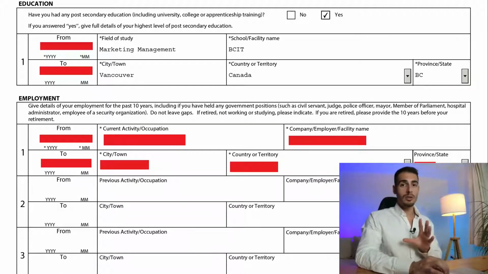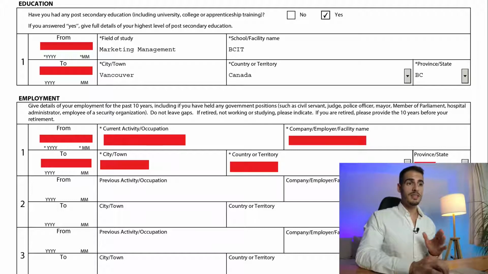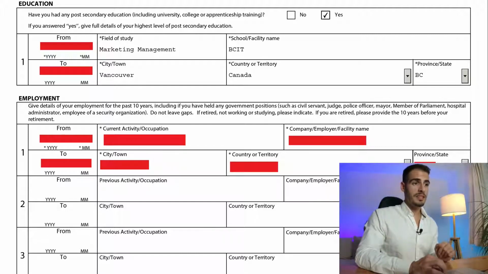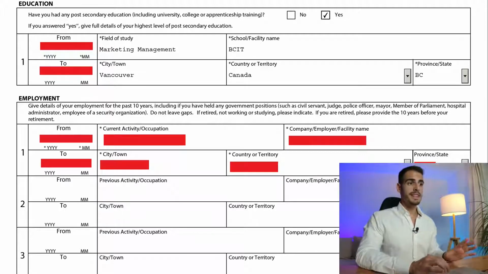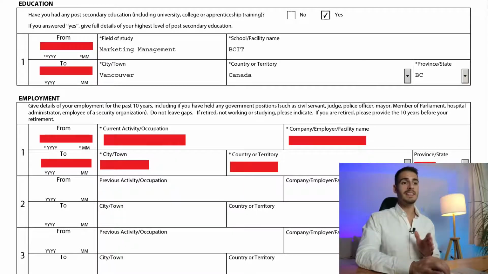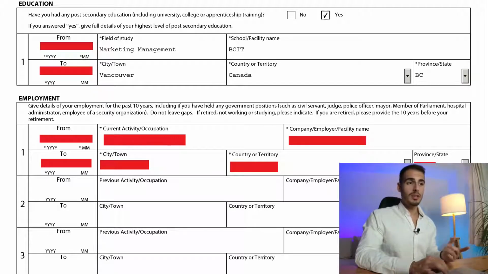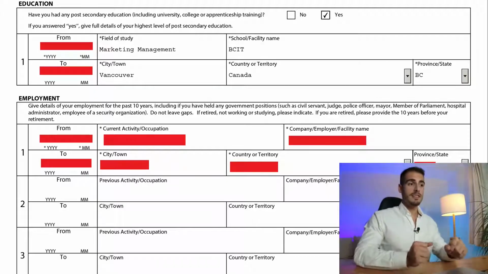So the next part is about your education. It asks, have you had any post-secondary education like a university or college? Select yes. Enter the field of study like marketing management, school name like BCIT, city is going to be Vancouver, country is going to be Canada, and the province is going to be British Columbia, and enter your own from and to date. Next, it asks about your employment history. It says give details of your employment for the past 10 years, including if you have held any government position. Do not leave gaps. If retired, not working or studying, please indicate. If you are retired, please provide the 10 years before your retirement. So enter your employment history here, and let's go to the next section.